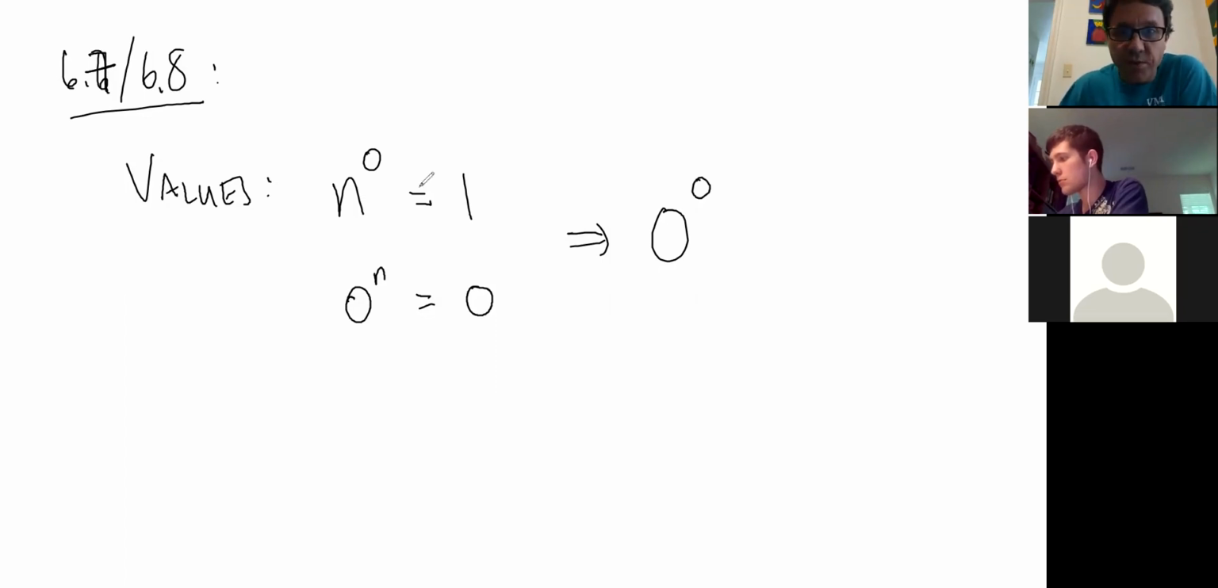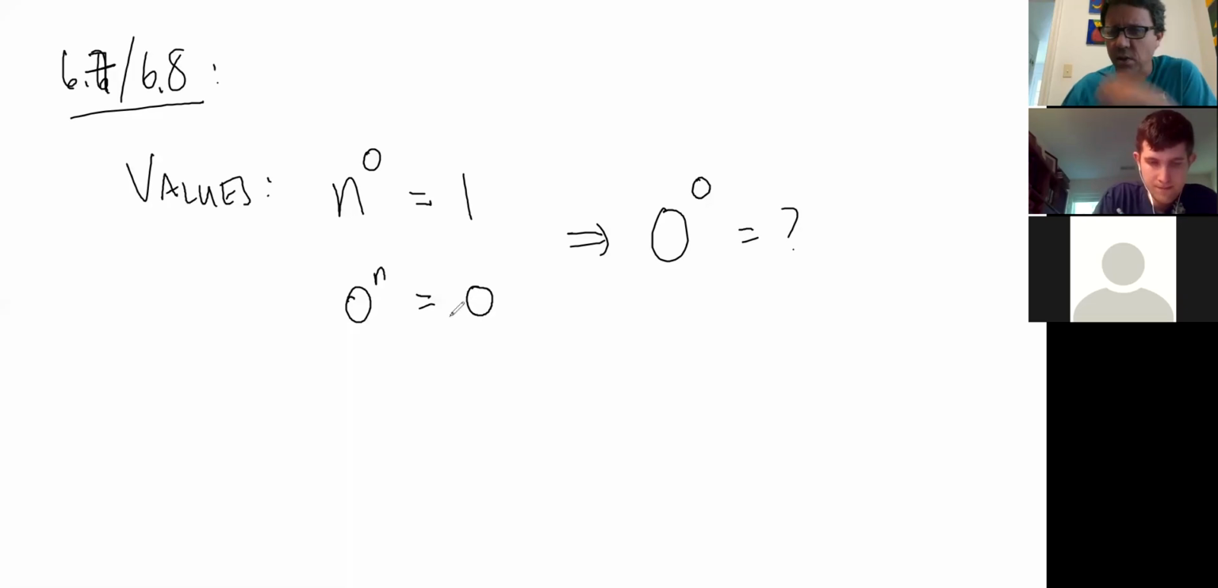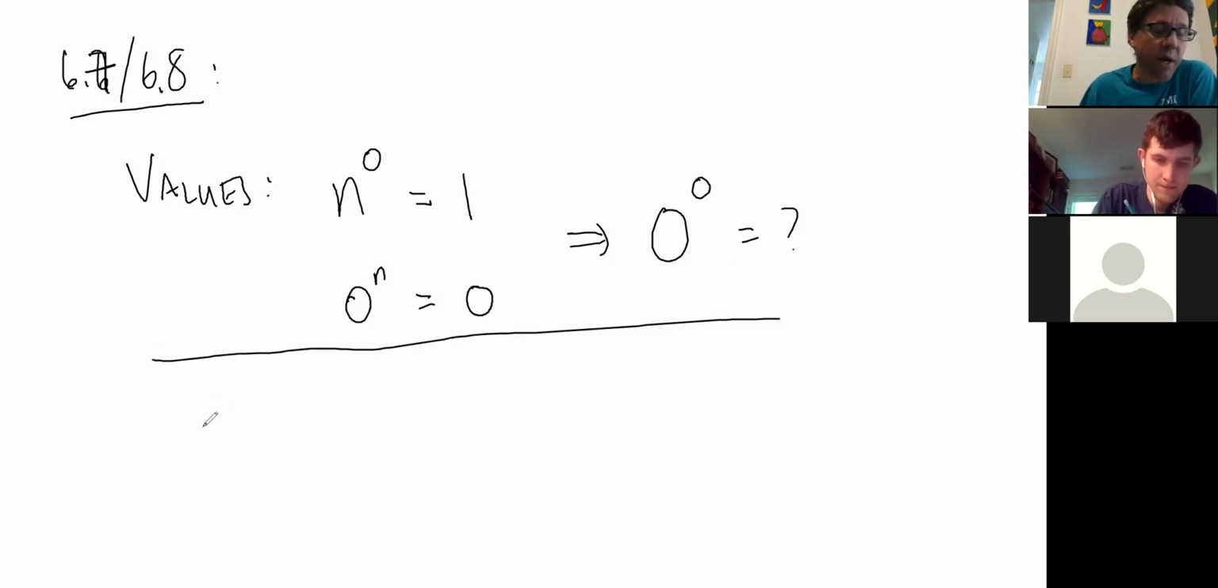Well, according to the first line, the number raised to the 0 power should be 1, but the second line says that 0 raised to any power should be 0. So how do you combine those into 0 raised to the 0 power? That's a good question. So what is that equal to? First line says it should be 1. Second line says it should be 0. So that's going to be a problem. Come back to that. You're also not supposed to divide by 0, of course.